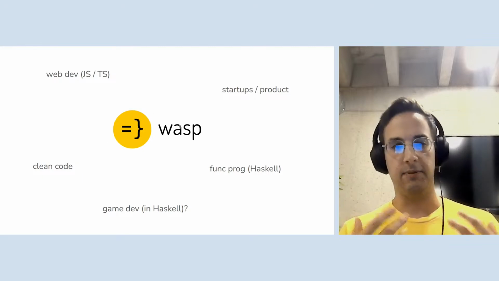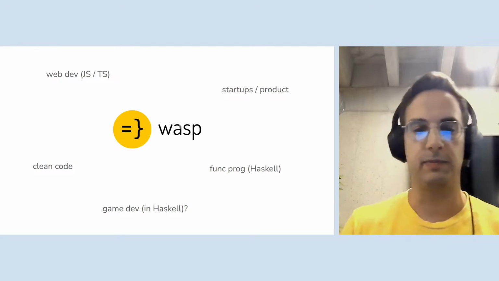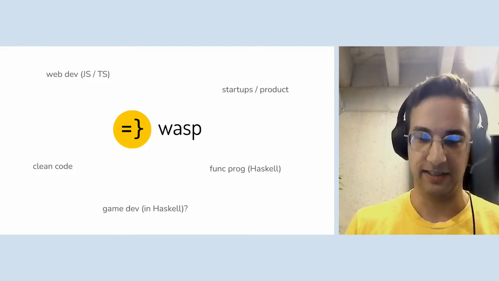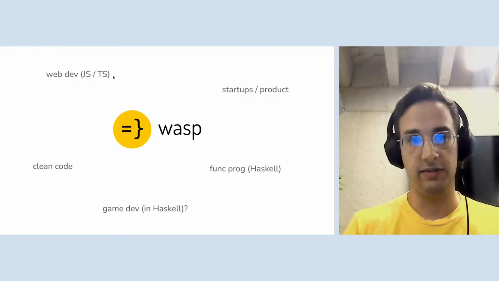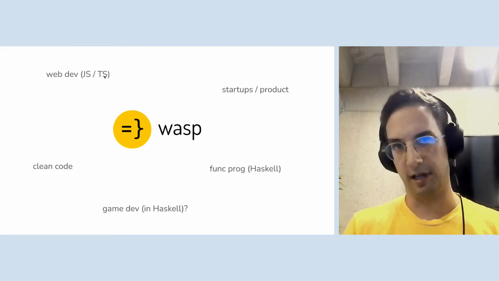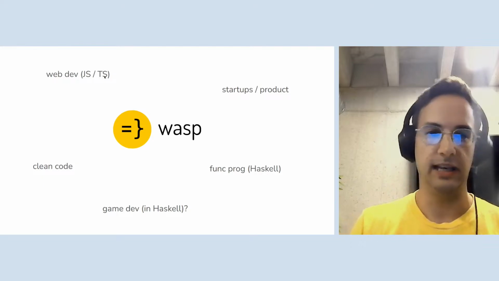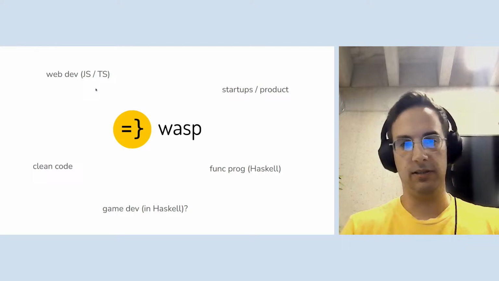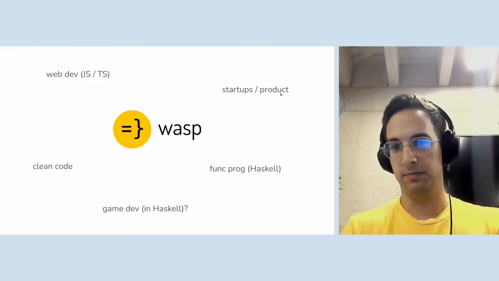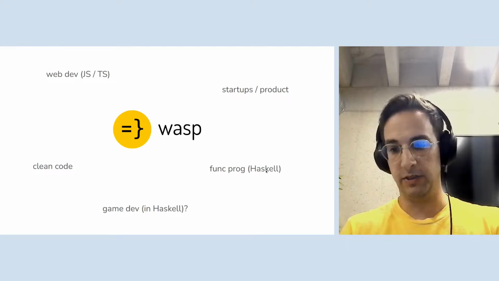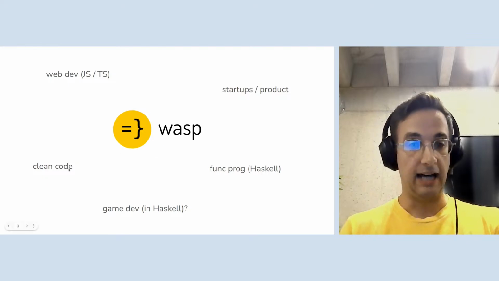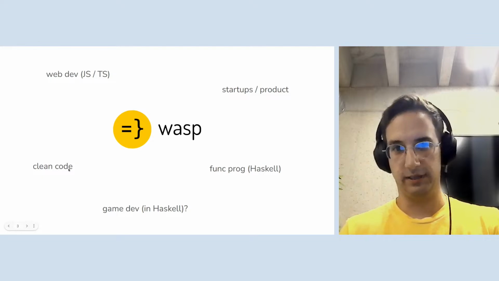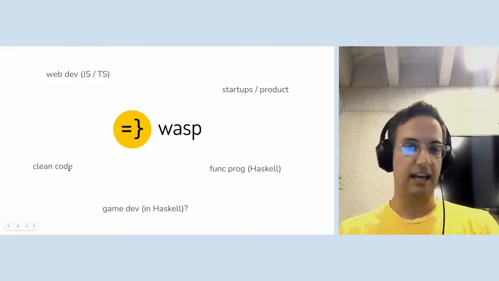Basically, that's my company, which I'm building with my brother and a couple of other amazing teammates. So it's about web dev and JavaScript and TypeScript, mostly. That's mostly what I'm excited about. Startups, creating a product, functional programming, especially Haskell, because that's what we are in big part using for Wasp. I do care a lot about clean code. Have always been, I think, since college.